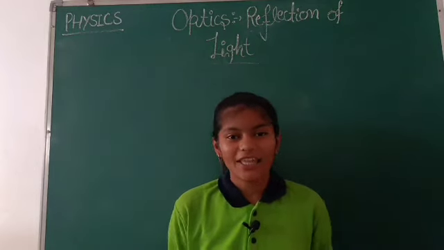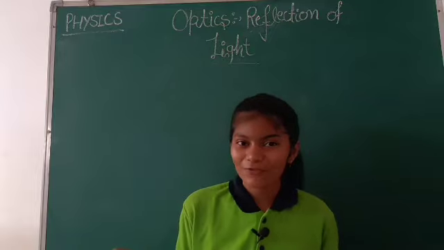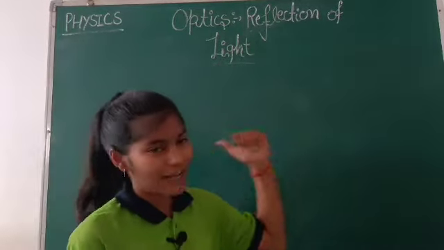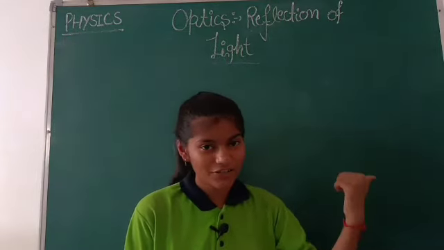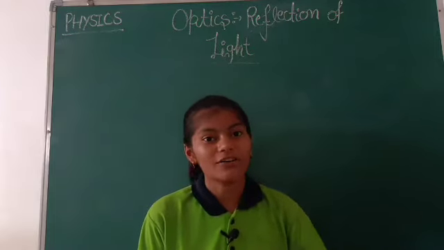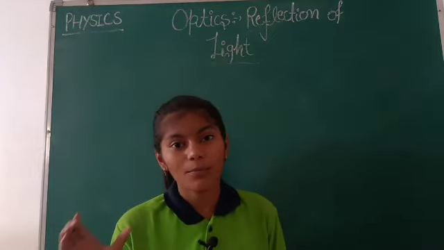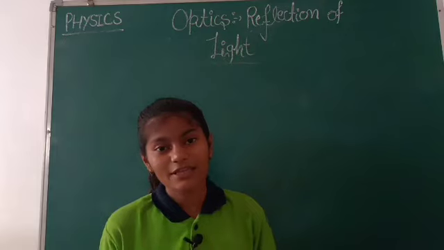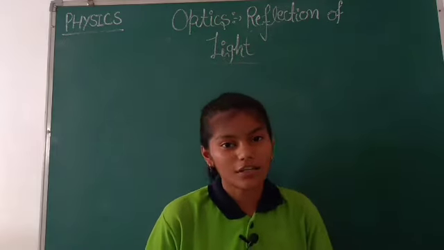So today in this video we are going to talk about class 10th physics chapter 1st, which is optics, reflection of light. Now this optics consists of two parts, reflection and refraction. So today we are going to cover reflection of light. Now firstly, if you hear the term optics, what does it mean? So optics actually means a branch of physics which deals with the study of light.